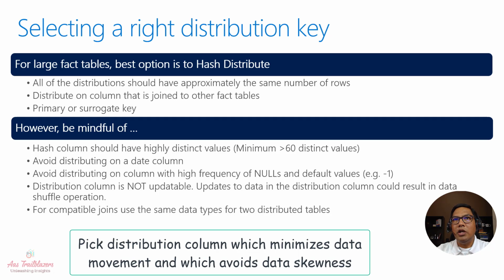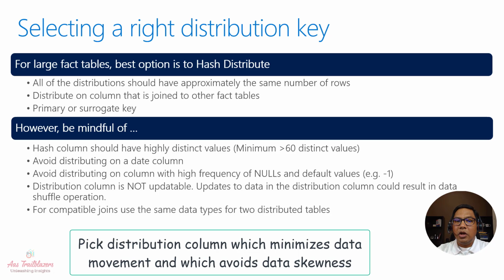if you use the filter, some of the data from some of the distributions will be excluded, and only a few of the distributions which have data matching your filter pattern will be processing your data. So not all the compute resources will be utilized in a parallel fashion. So you should not use any column which is being used in a filter condition.